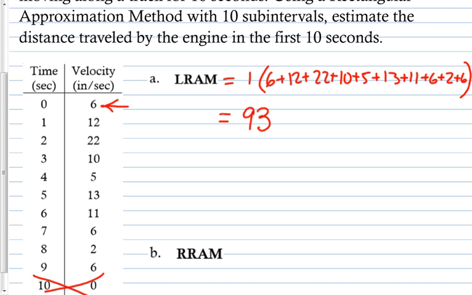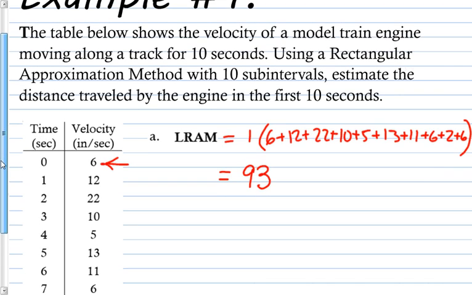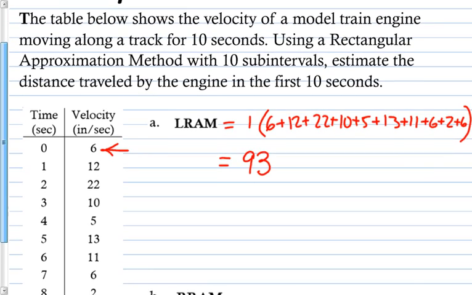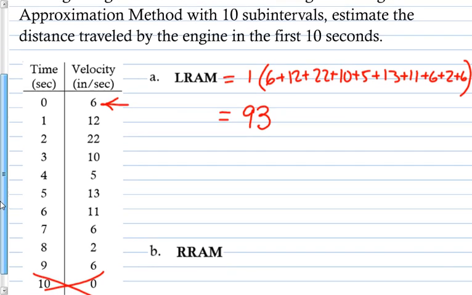And that is the distance traveled by the model train in 10 seconds. For all I know, it's probably, oh, it's inches. It's right here. Inches. 93 inches.